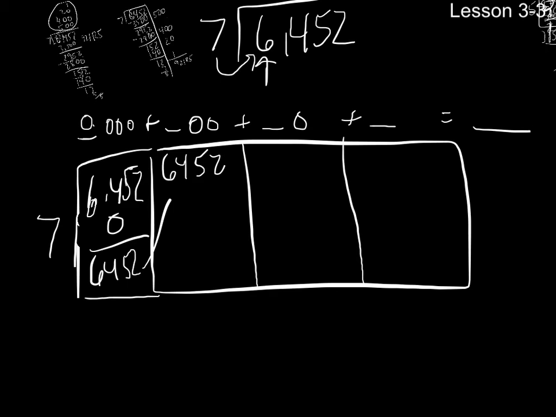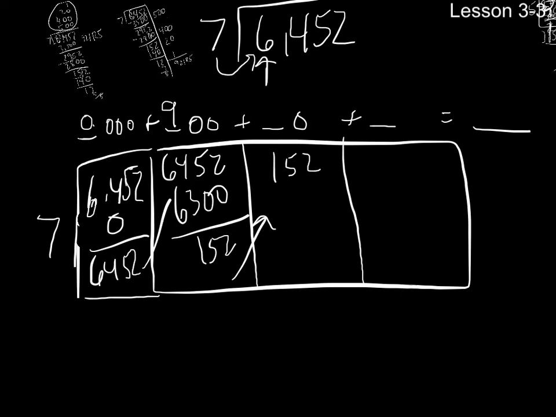Now how many hundreds go into 6,452? I'm going to look at the first 2 digits. I'm going to tell myself, I know 7 times 8 is 56. 7 times 9 is 63. So what if I did 900? That would give me 6,300, and that would leave me with just 152 left over. And that would go to the next one.